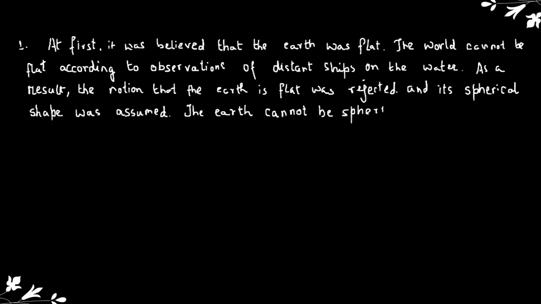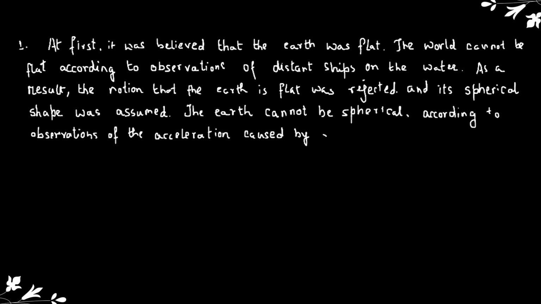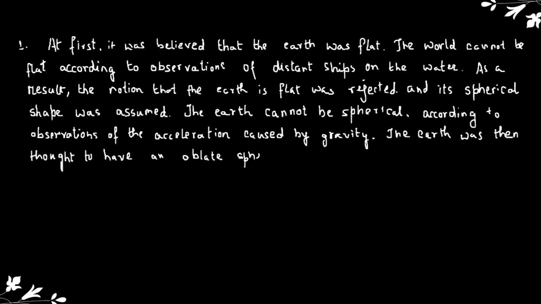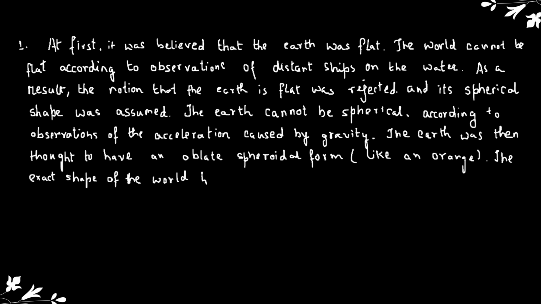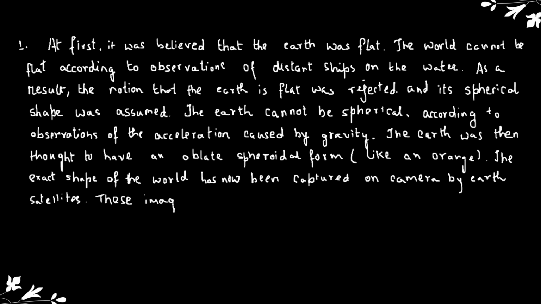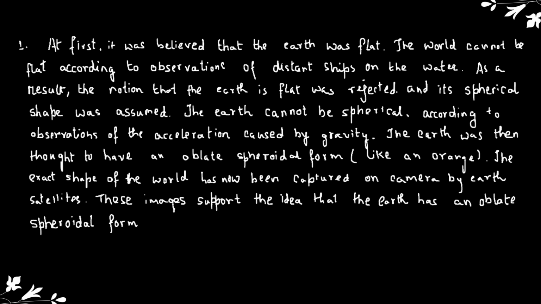The earth cannot be spherical, according to observations on the acceleration caused by gravity. The earth was then thought to have an oblate spheroidal form, like an orange. The exact shape of the world has now been captured on camera by Earth satellites. These images support the idea that the earth has an oblate spheroidal form.